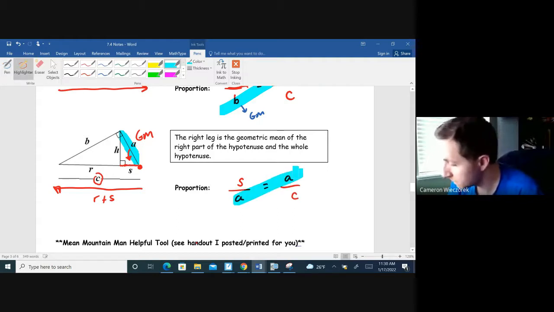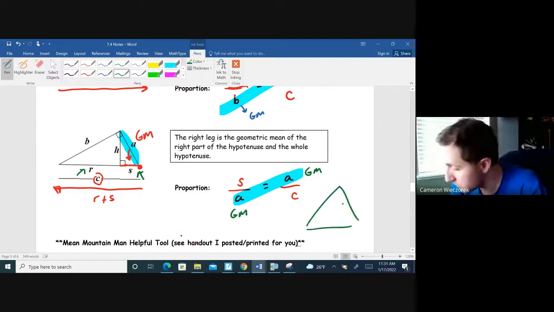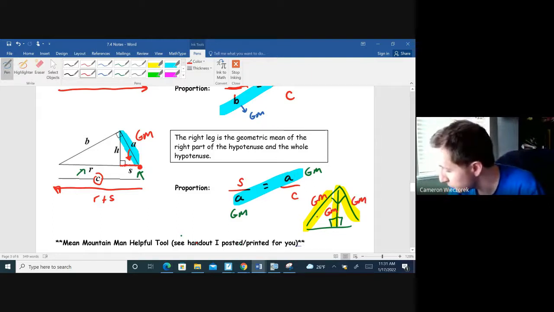So those are my three possibilities for a geometric mean. It could be the altitude, it could be the left leg, or it could be the right leg. It's not going to ever be the two little pieces making up the big hypotenuse. It's always going to be one of these three pieces that I'm highlighting in yellow. Those are your only possibilities when you're setting up the proportion for the geometric mean.